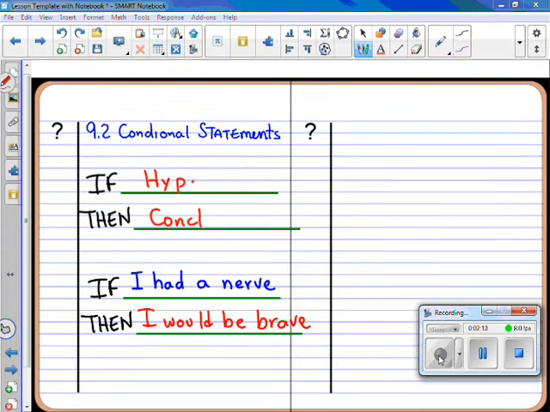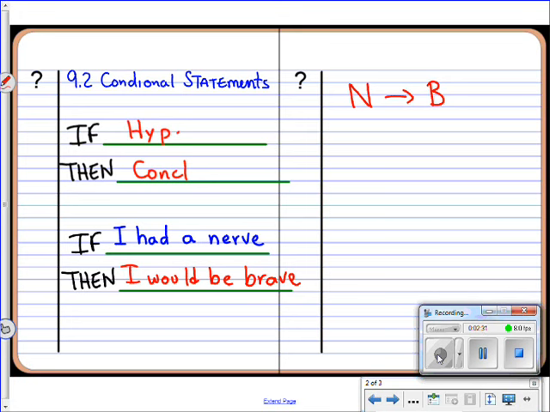So now we can take statements like "I have a nerve" and "I would be brave." We can take statements like that and put them into the template and create a conditional statement. If I had a nerve, then I would be brave. That's called a conditional statement. Now over here to the right, I could change all that group of words into a symbolic form and go from the verbal form to the symbolic form. If I had a nerve, then I would be brave.